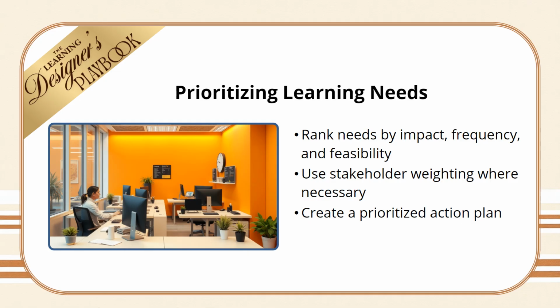For systemic issues, explore blended solutions, including process changes. Set metrics to measure training effectiveness. Use a visual matrix to communicate priorities. A transparent prioritization process ensures alignment and focus.